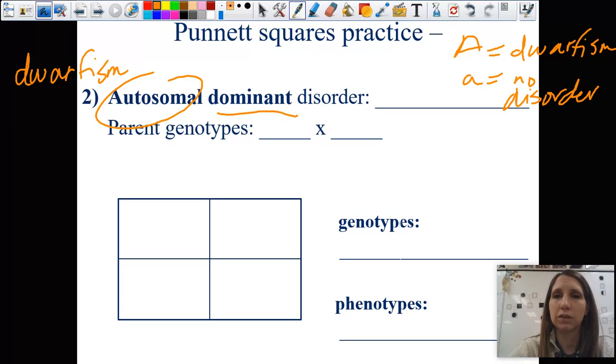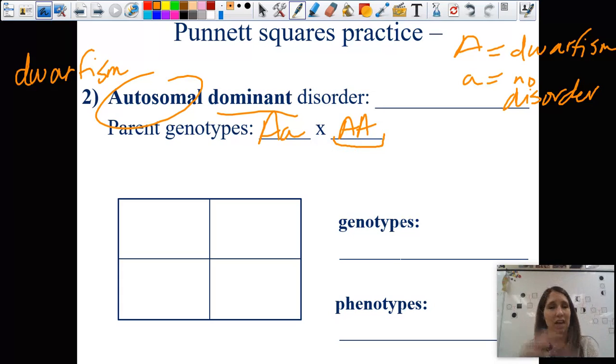And when I go on to do this cross with the same 2 parents, I'm going to go big A, little a, cross with big A, big A. In this case, the parent on the right, instead of being homozygous and not having anything to do with the disorder, is now homozygous for the disorder. So this parent has a disorder, would be considered a dwarf or a little person, and is definitely going to pass that down.